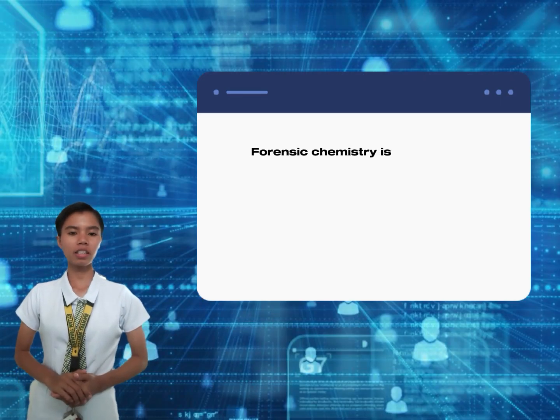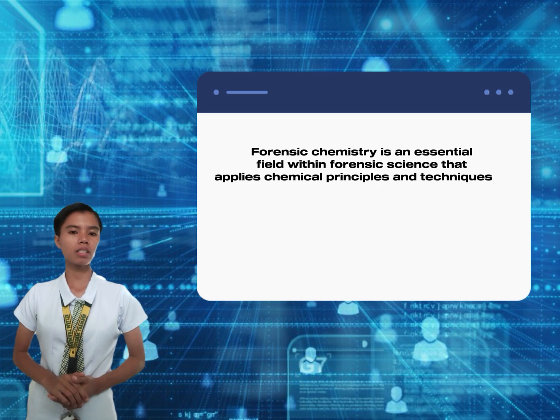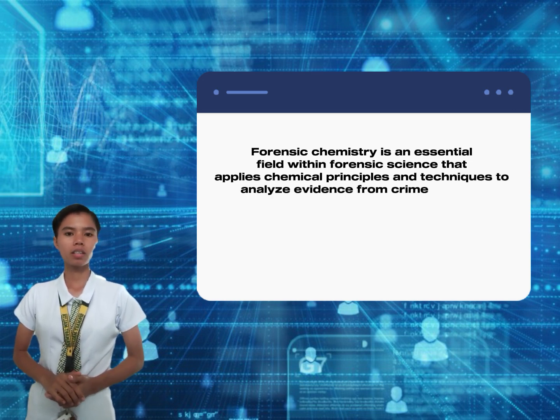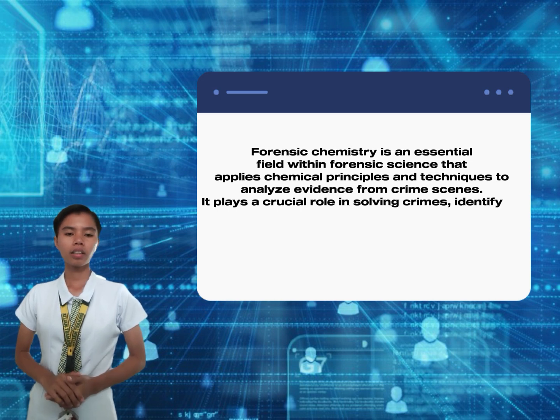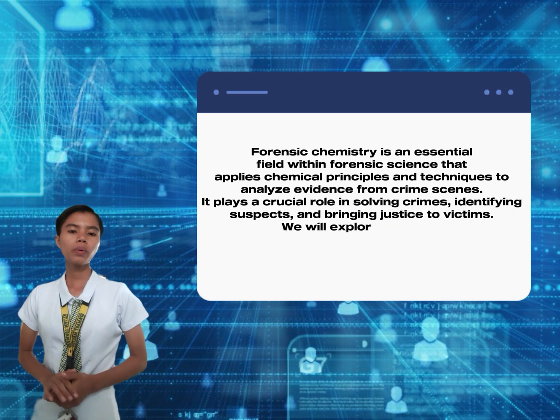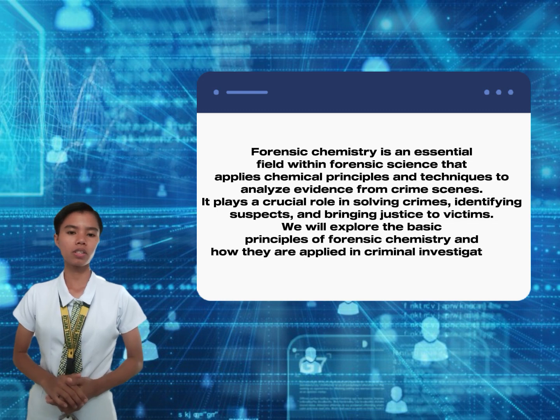Forensic chemistry is an essential field within forensic science that applies chemical principles and techniques to analyze evidence from crime scenes. It plays a crucial role in solving crimes, identifying suspects, and bringing justice to victims. We will explore the basic principles of forensic chemistry and how they are applied in criminal investigations.